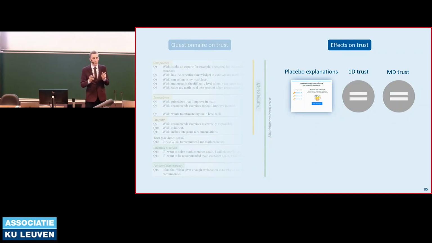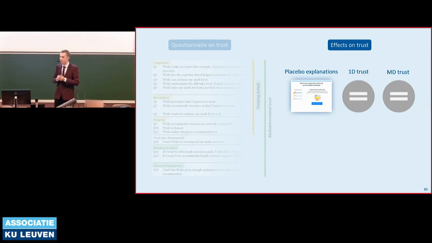First, the group with the fake explanations. We didn't see any changes in trust when we compared them to people without explanations. So that's good, right? It means that teenagers were not misled by these extra things that they saw to trust it more. I mean, they basically saw the same thing. So that's good. That's why we added the placebo explanations.